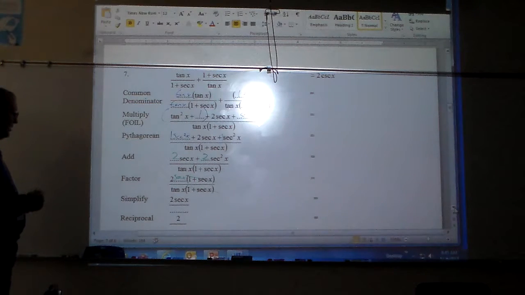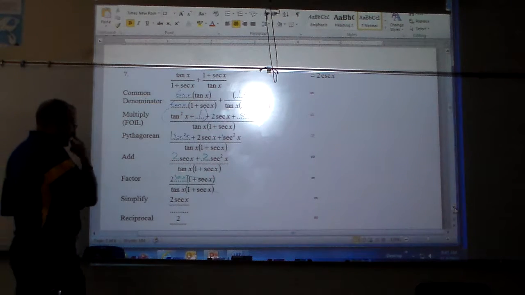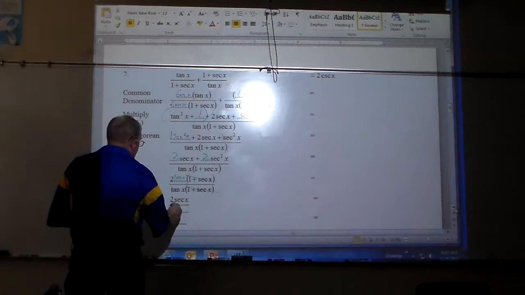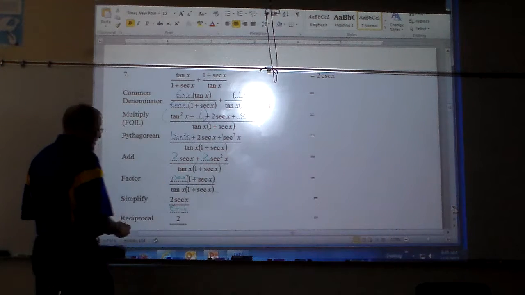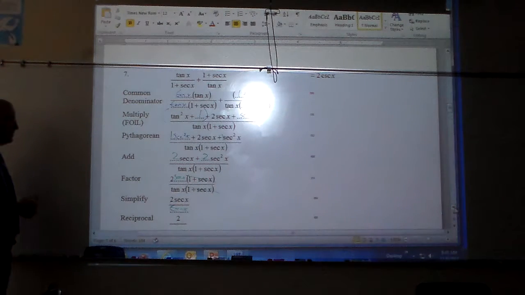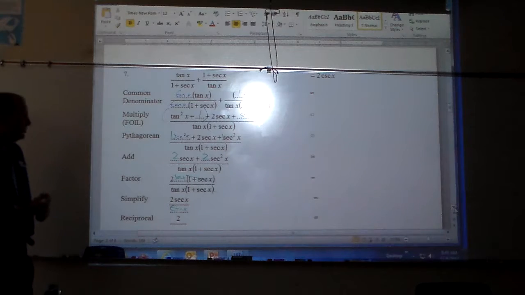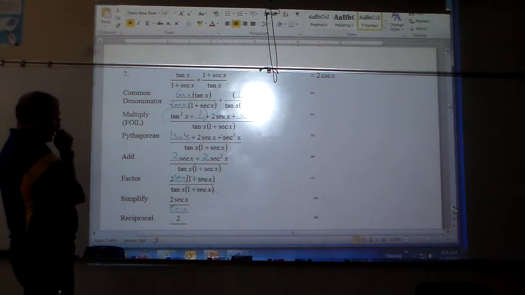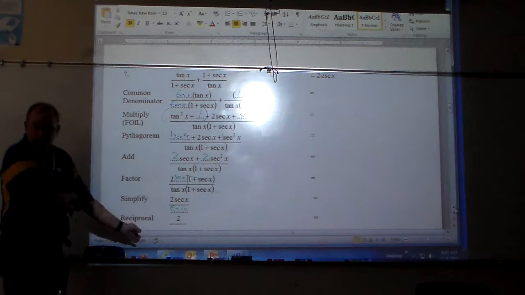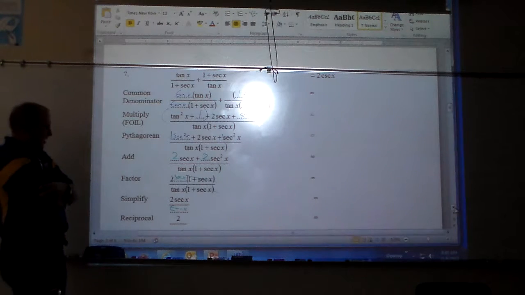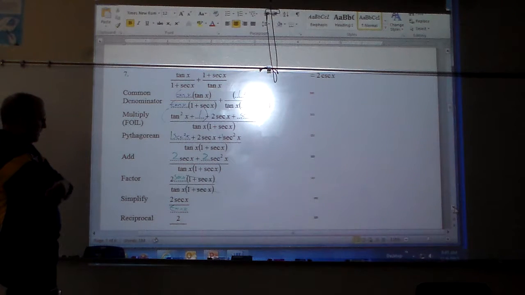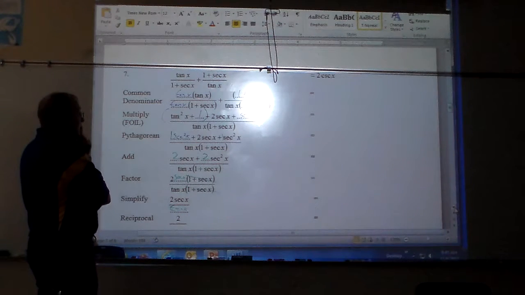Now I have 2 secant x over tangent x, and I think this one just says simplify. I think we were just getting rid of that to get it to there. Right now then it says something about reciprocals. So I know I'm not going to roll the board up a little more. I think you may have the paper in front of you. I see this 2, and so to me what I'm thinking is the following.